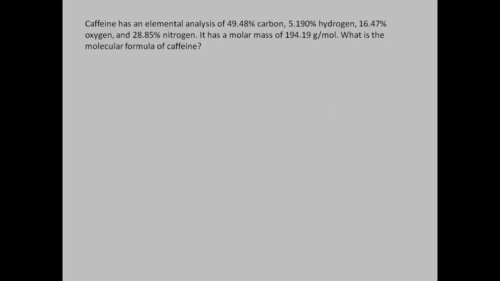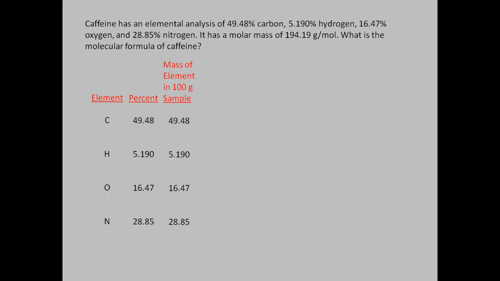For example, caffeine, we have our information here. Again, all we have to do is first list the elements present. Regardless of how many elements are present, we use the table format. It'll help us to organize our information. We'll record the percent of each. And then, because it's percent, we'll say, okay, what's my mass for 100 grams of each of them? That allows us to convert our percents into a mass.